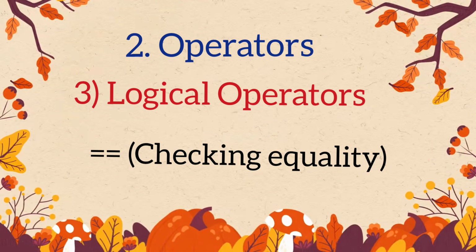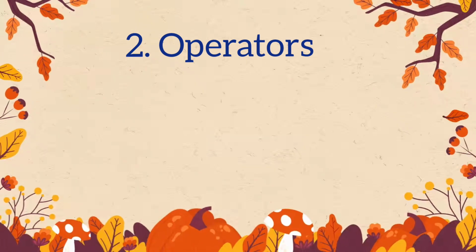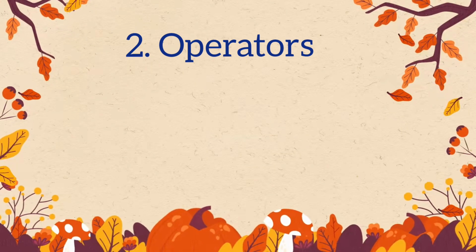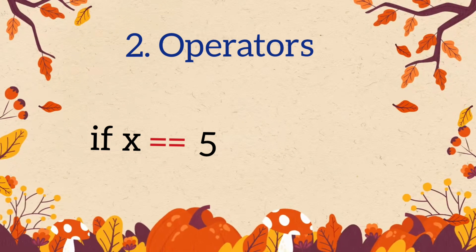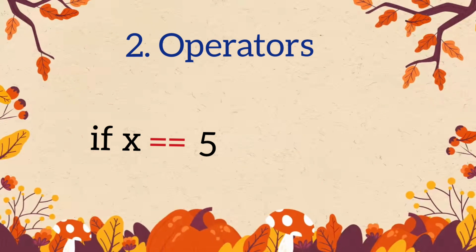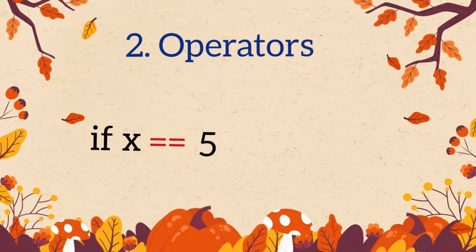And next, lastly, we are going to study the double equal to operator, which is actually the operator which is used to check the equality of a particular statement. Suppose you're writing if x double equal to 5, it means that you are checking if the value which is assigned to x is equal to 5 or not.